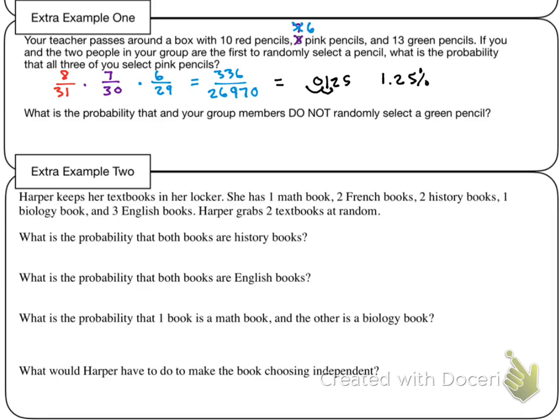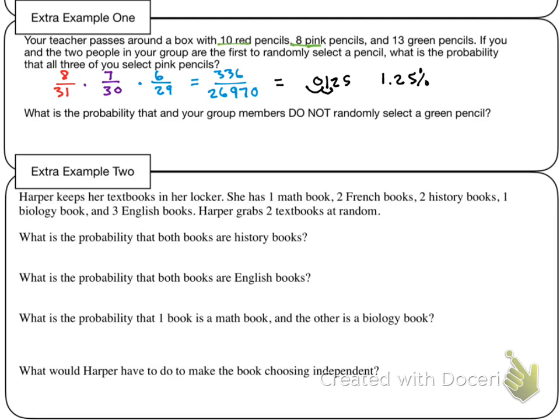So now let's look at that follow-up question right below it. What is the probability that your group members do not randomly select a green pencil? So again, remember we're 3 people and we're not selecting green pencils. Okay, so now let's figure out how many are not green. If they're not green, they're either pink or they're red. And total, we have 18 of them.